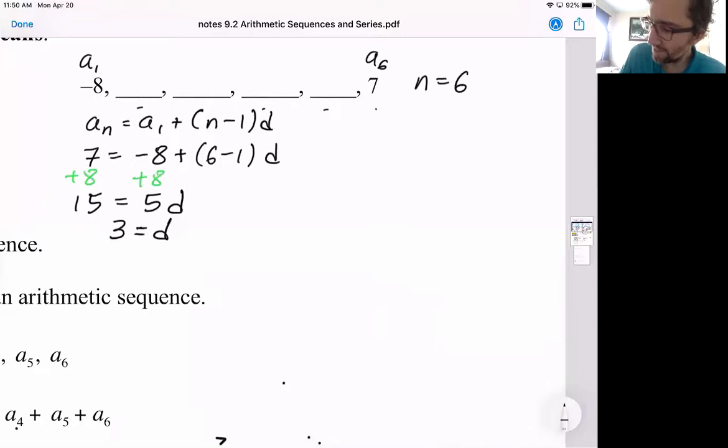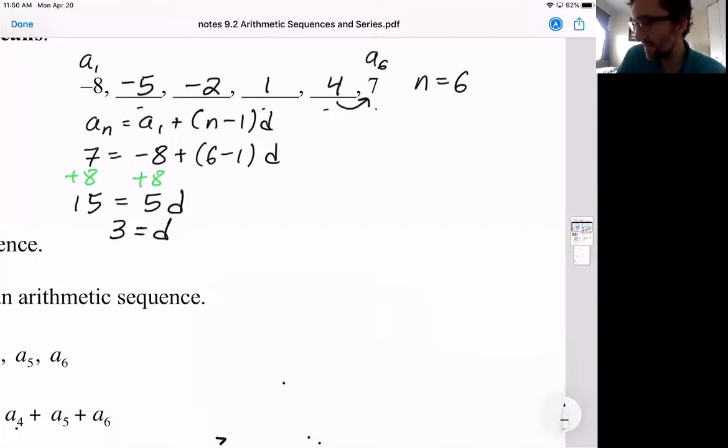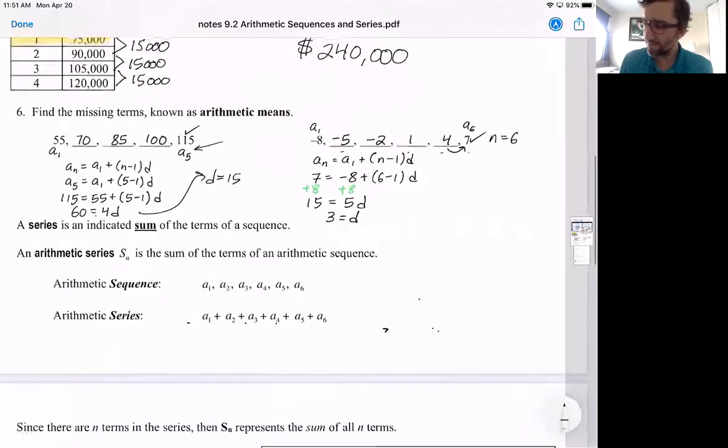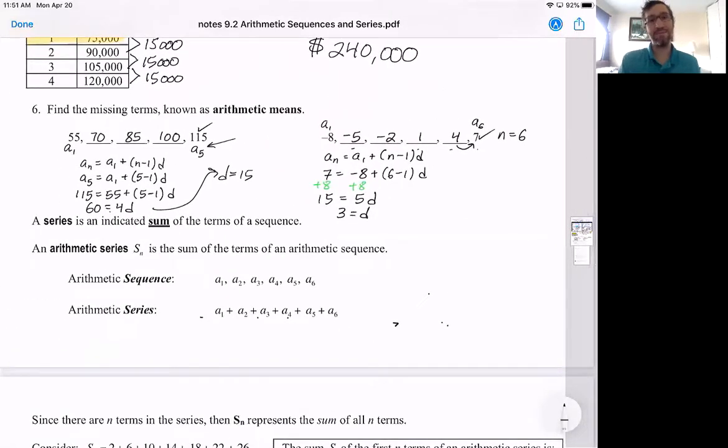So we're adding 3 to each term. Adding 3 to negative 8, that would be negative 5. Add 3 is negative 2. Add 3 is 1. And add 3 is 4. And I always like to make sure that this is the same difference. 4 plus 3 is 7. So we can pretty quickly check that our answer is correct. So that's how you find arithmetic means.